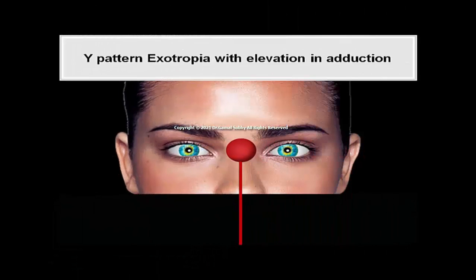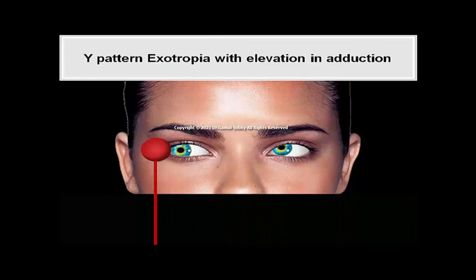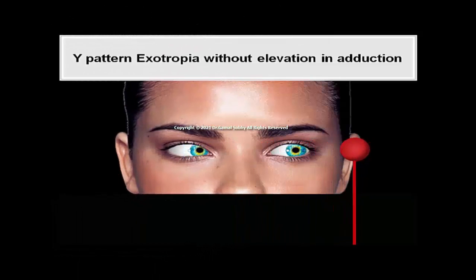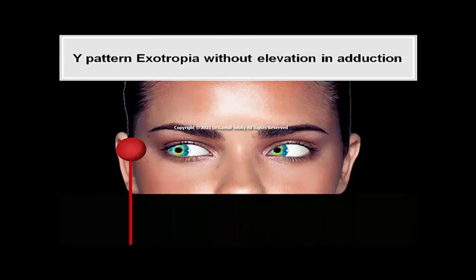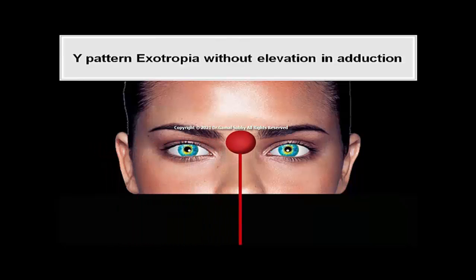In Y pattern exotropia with elevation in adduction, a bilateral weakening of the inferior oblique muscles will close the Y pattern in upward gaze and must be combined with an operation on the horizontal rectus muscles to correct the exotropia. In Y pattern exotropia without elevation in adduction, no treatment is necessary when the patient fuses in primary position and downward gaze, has a normal head posture, and does not complain about double vision in upward gaze. When chin elevation is present, surgical weakening of both inferior oblique muscles will close the Y pattern.